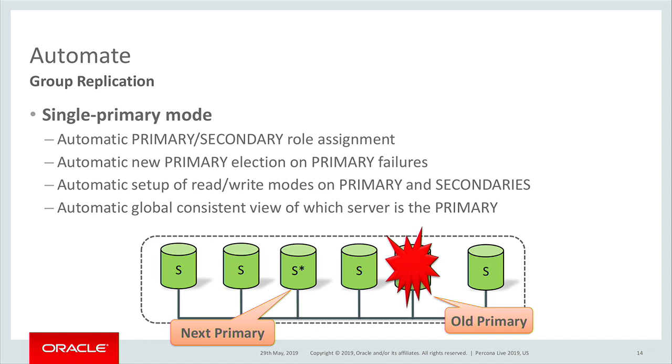Automation: a lot of the things related, for instance, to failovers and failure detection, automatic recovery and so on, are built and automated through group replication as well.